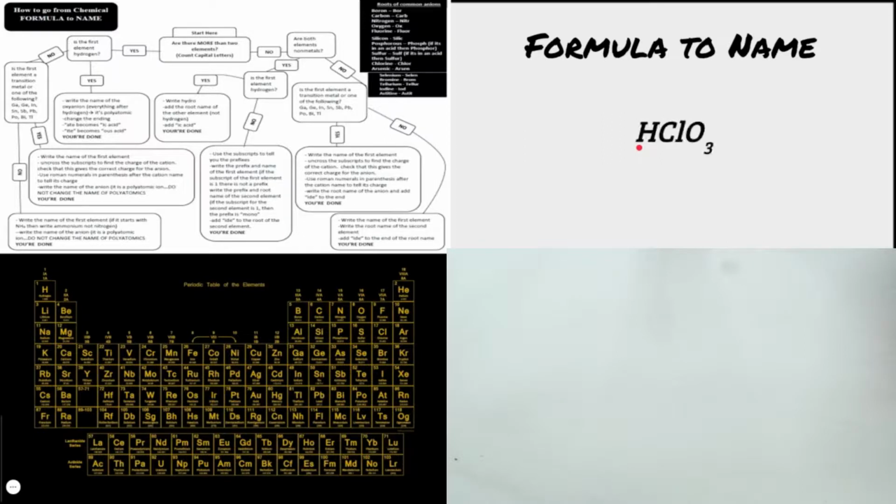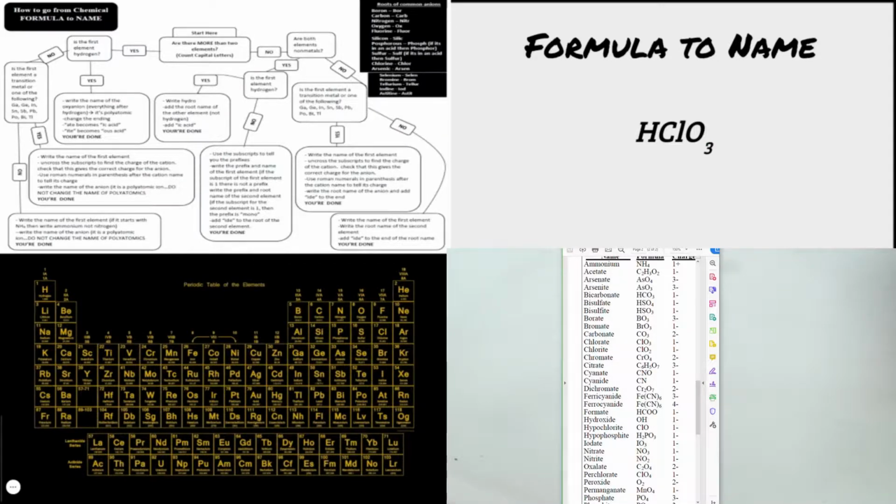This one is HClO3. So this time, are there more than 2 elements? Yes. Is the first element hydrogen? Yes. So I'm going to write the name of the oxyanion. That would be everything after the H. So ClO3. So I need to come over to my polyatomic ion list, and I need to find ClO3. Well, here it is. So that's chlorate.